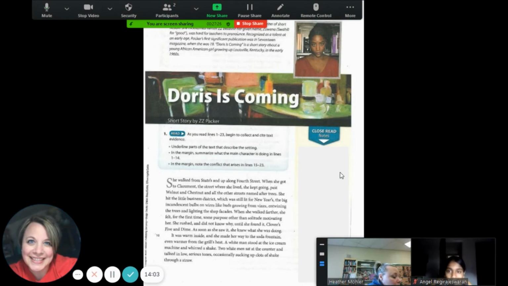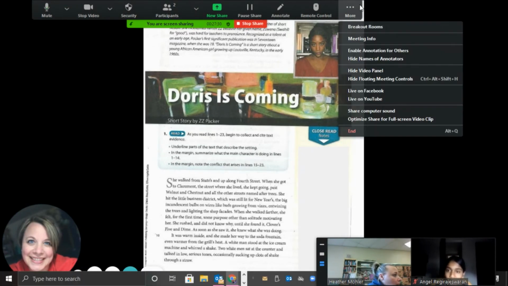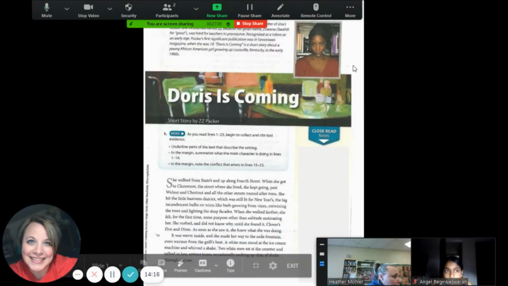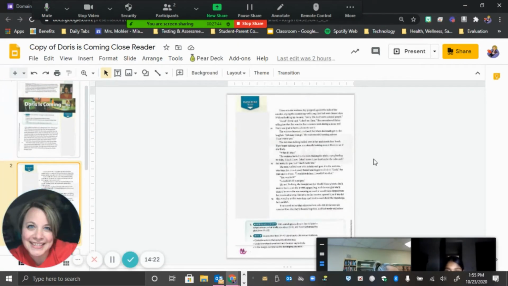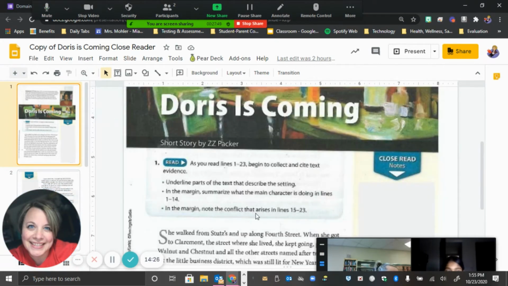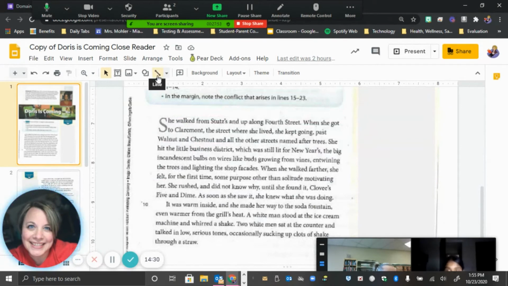So we want to underline the parts that relate to the setting. So I'm going to exit my full screen and I'm going to zoom in a bit and I'm going to start underlining. And to do that, I grab my line tool.